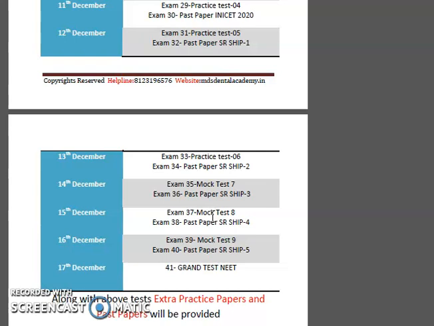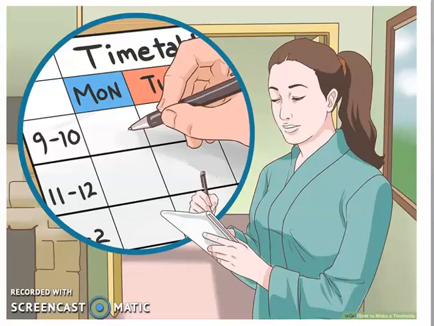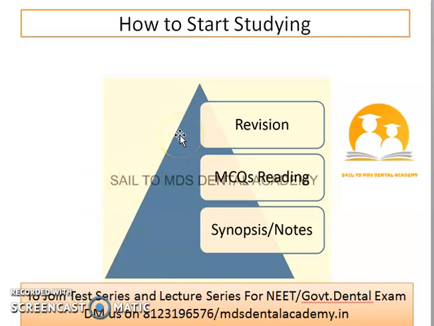And every week we are going to have a healthy MCQ discussion, in which all of the students will participate, so you can know how much you have to cope up and how you have to grow. So that was about the timetable, aspirants. Then we'll see how to start studying.